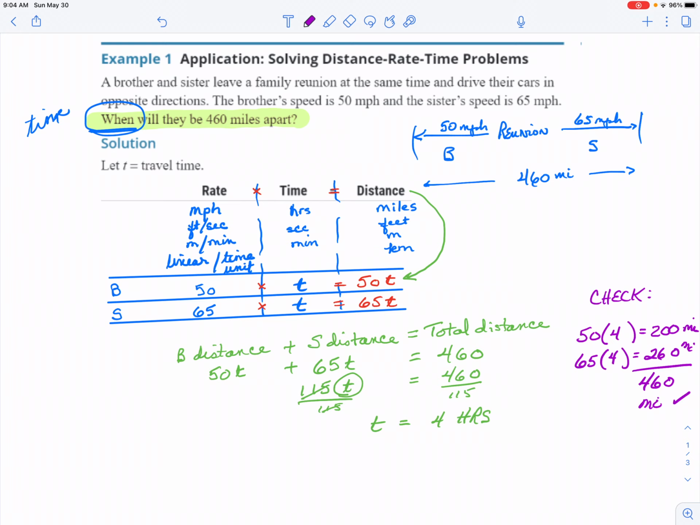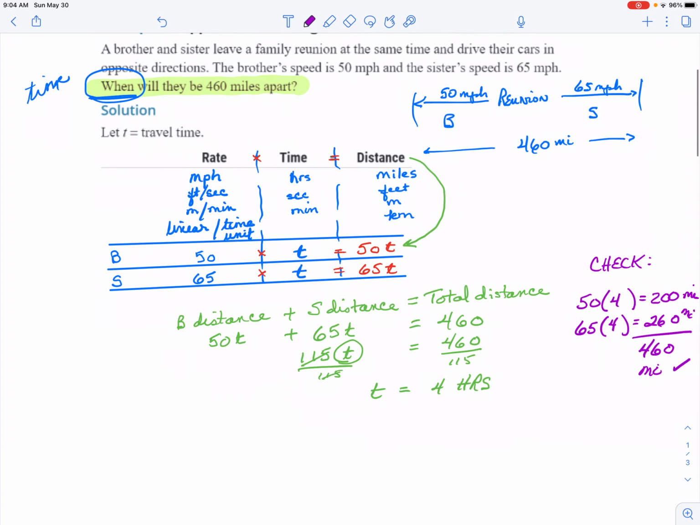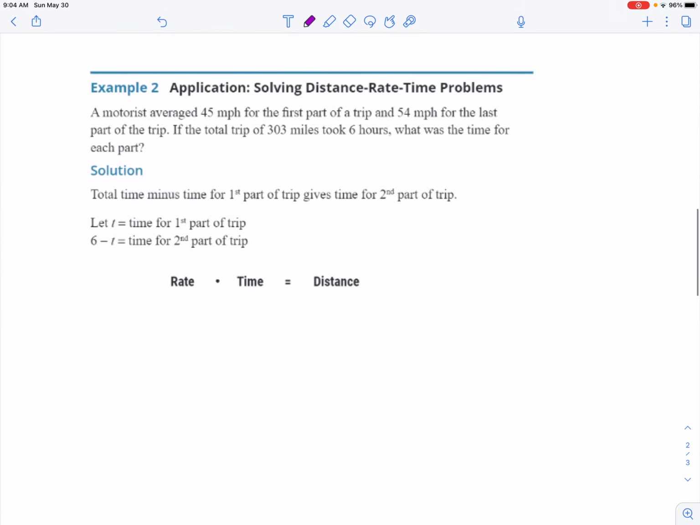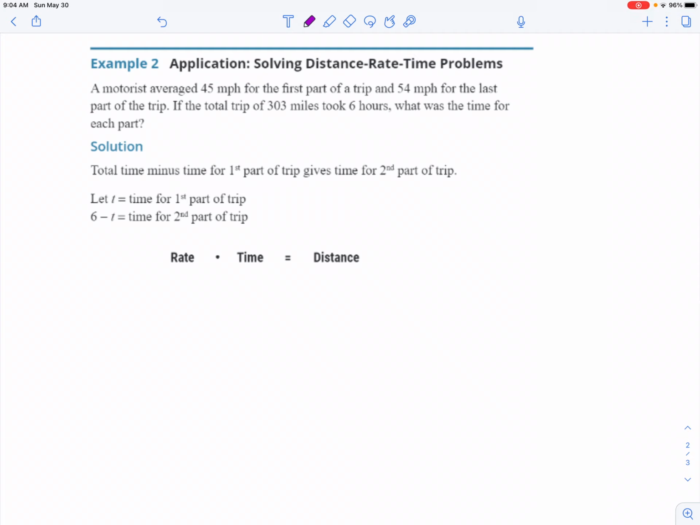Okay, so I hope that helps you get started. I have one more I'm going to scroll down and work for you. It's a little bit different. Again, I took this out of the Hawks textbook. A motorist averaged 45 miles per hour for the first part of a trip, 54 miles per hour for the last part of the trip. The total trip is 303 miles, and it took 6 hours. Here's the question: What was the time for each part?